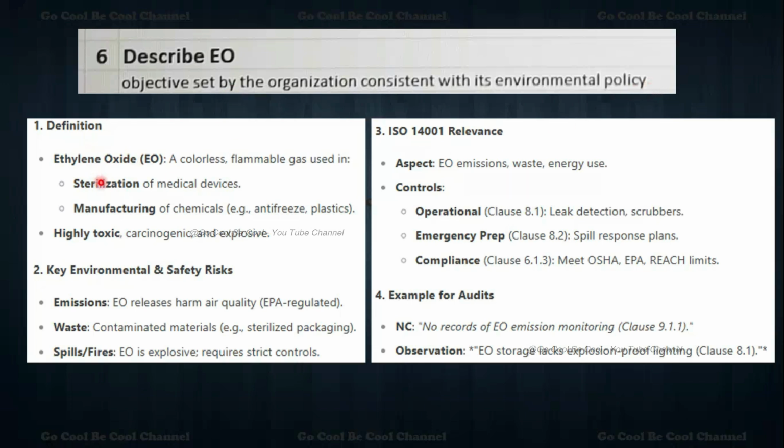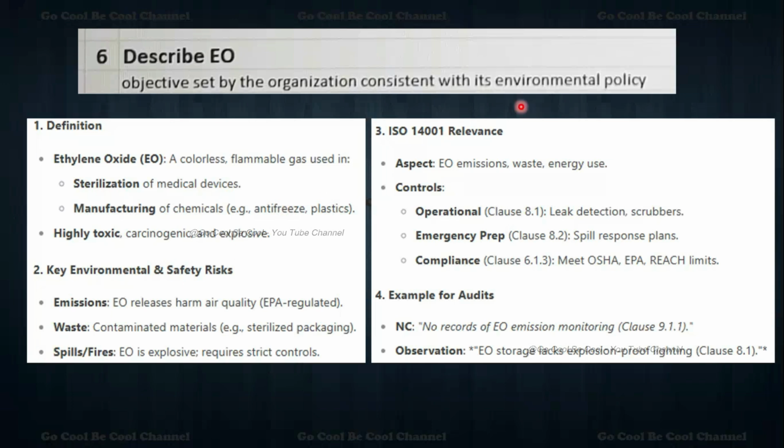Ethylene oxide is a colorless flammable gas used in sterilization of medical devices and manufacturing of chemicals, for example antifreeze and plastics. It is highly toxic, carcinogenic and then explosive. So key environmental and then safety risks. Emission: EO releases harm air quality, and are EPA regulated. EPA regulated means the Environmental Protection Agency is doing this. Then waste and spills, fires, so what will happen.